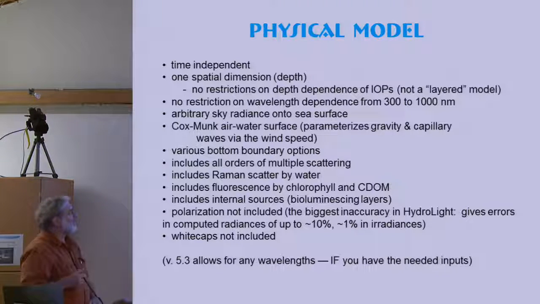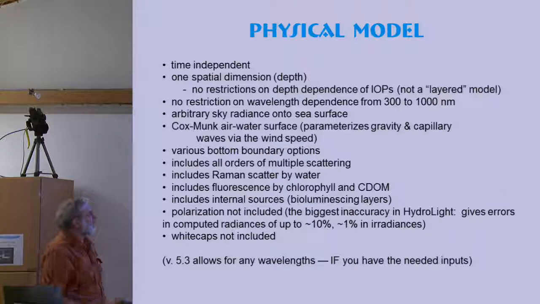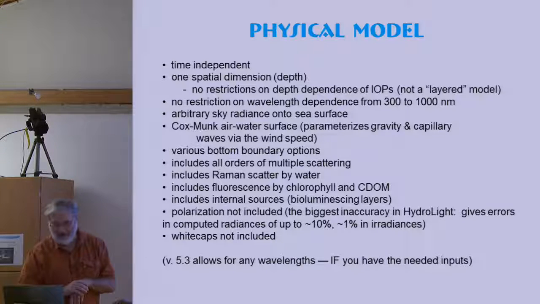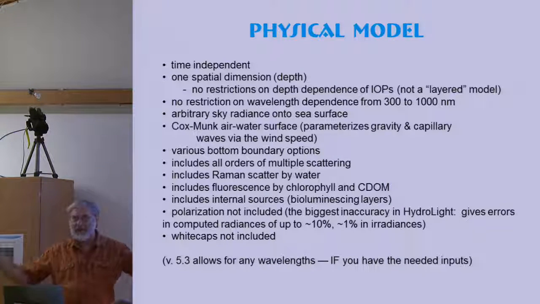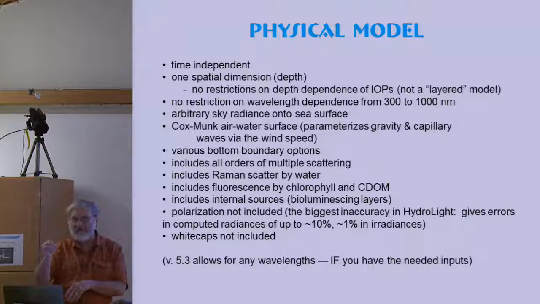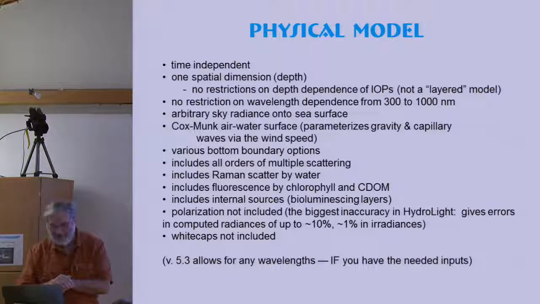There are inelastic scattering effects like Raman scattering by water, and fluorescence by chlorophyll and CDOM, and you can include those or leave them out, but they're in there. You can have internal sources like bioluminescence, but keep in mind it has to be a horizontally homogeneous layer of bioluminescence, which you do get in the ocean, in places like the Arabian Sea especially. So you can't have a point source of bioluminescence.